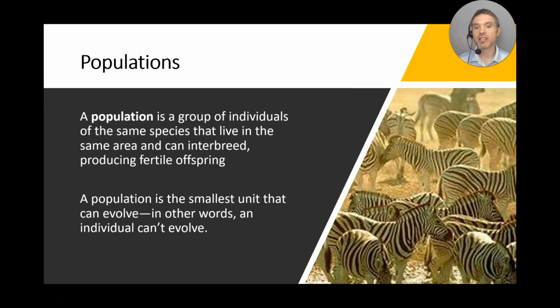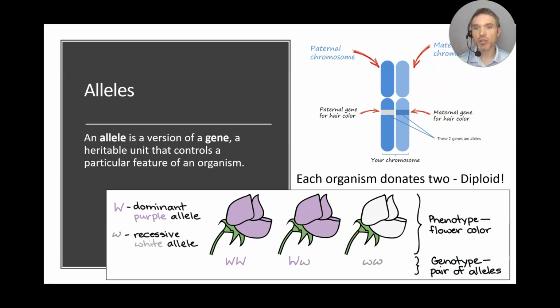A population is the smallest unit that can evolve. In other words, individuals cannot evolve. Individuals are selected for, whereas populations evolve. Now before we get too far, we first need to address the concept of an allele. An allele is a version of a gene that is an inheritable unit that controls a particular feature of an organism. So for example, eye color.